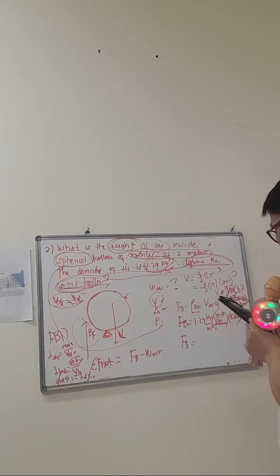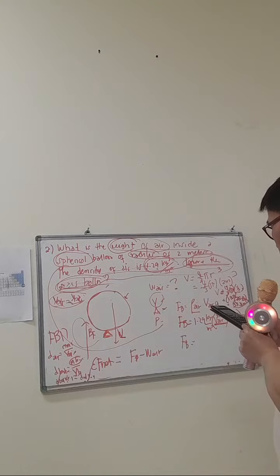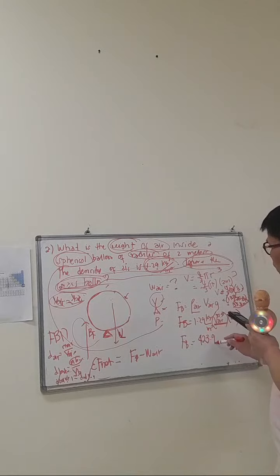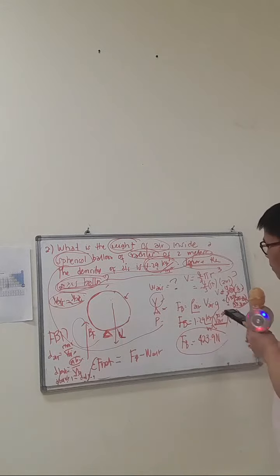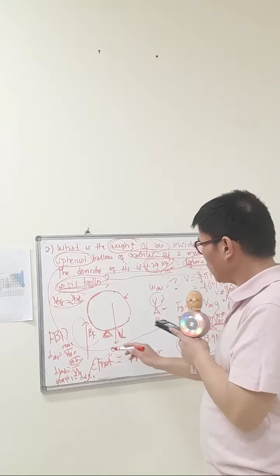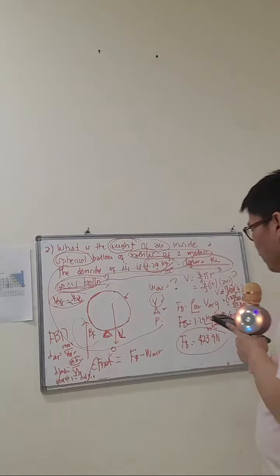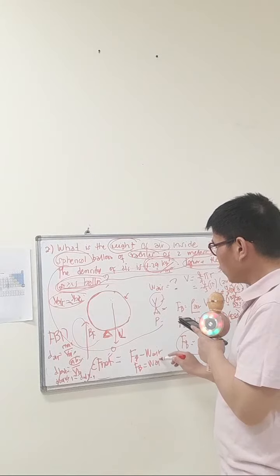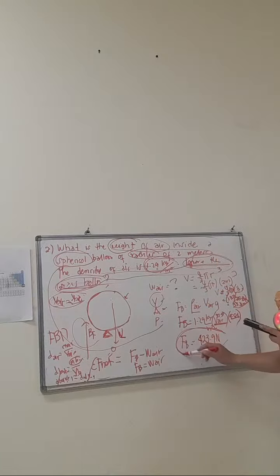So we multiply 1.29 times 33.50 times 9.81. So this is 423 Newton. This is your buoyant force. Take note, this is still the buoyant force, but you're asked the weight of air inside the spherical balloon. Since F net is equal to 0, then FB will just be equal to the weight of your air. So this is also your weight of air, 423 Newton.